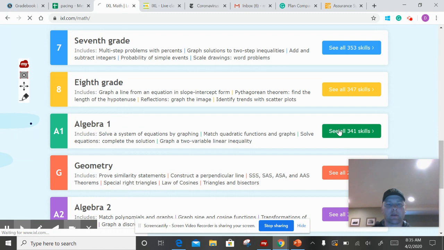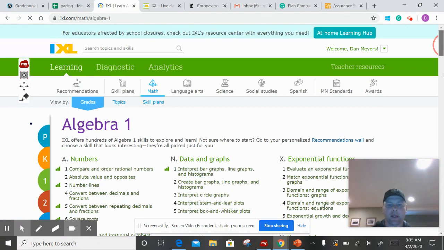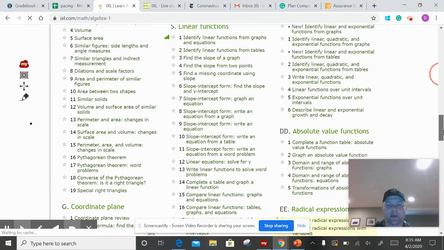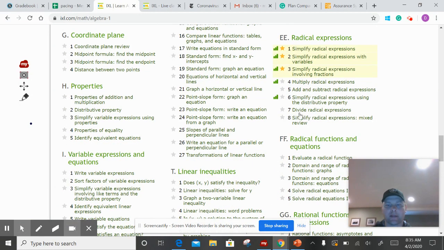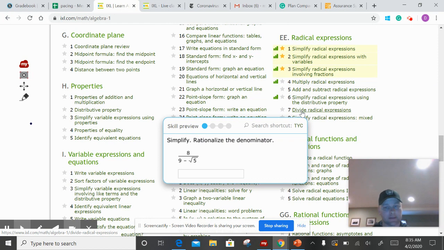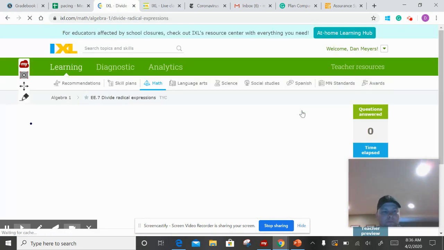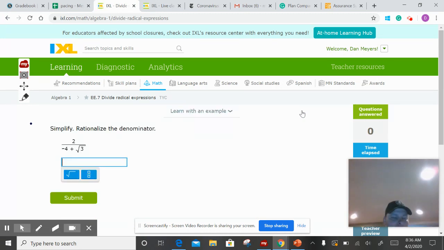Today we're going to do skill EE7, which can be a little tricky. So I'm going to demonstrate some for you here. And so there's only one skill to do today. It's skill EE7, divide radical expressions. And we'll do some examples here.